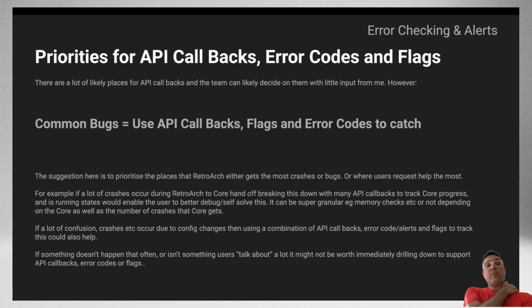And then if something currently doesn't happen that often, and isn't something users talk about a lot, then potentially it's not worth the effort to put the API callback or error codes or flags or whatever in. Sure, if you get to the bottom of the pile and there's nothing else to do, but I would be triaging, and it's fairly common sense, right? Triaging the biggest impact areas first.